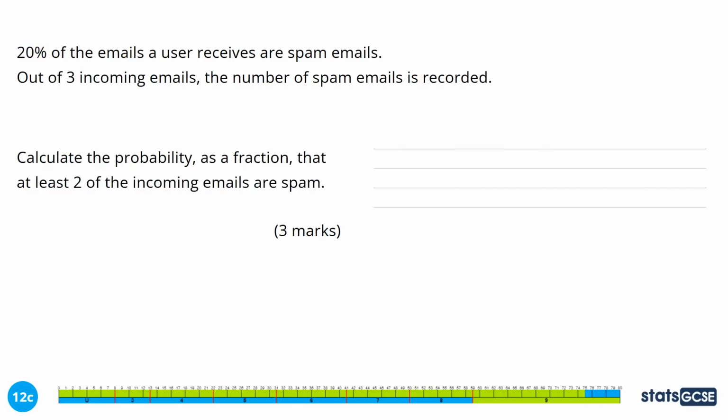Calculate the probability as a fraction that at least 2 of the incoming emails are spam. Before I get started, there are loads and loads of different ways of doing this. I'm just going to show you one possible method, and I'm going to look at getting the probability of there being 2 emails and the probability of there being 3 emails that are spam, because there's 3 in total, so it's either going to be 2 or 3.